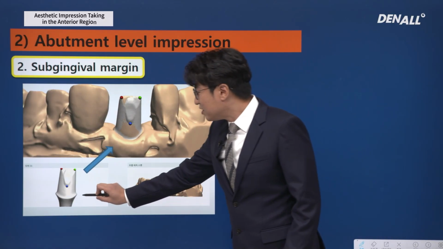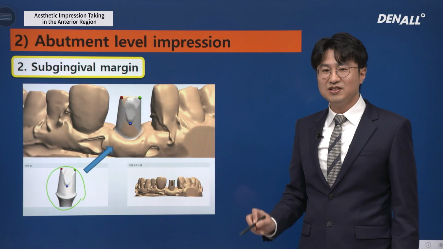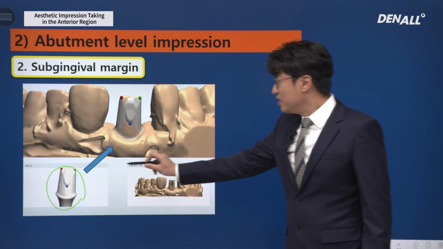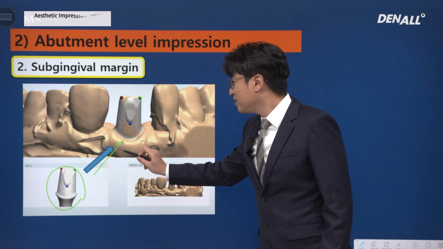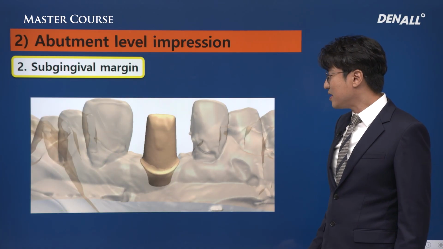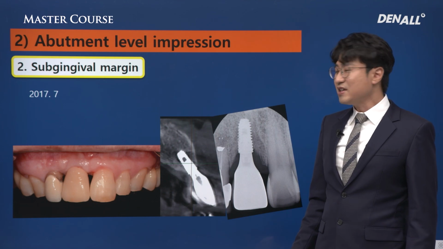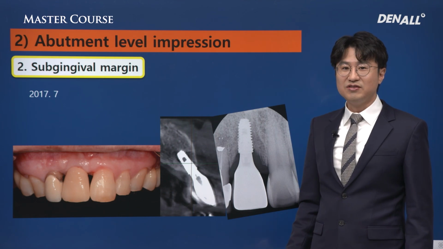Before connecting it in the mouth, the abutment image can be merged. It is attached, merged. This way, the subgingival margin is easily obtained. Very good fitting subgingival margin is observed.